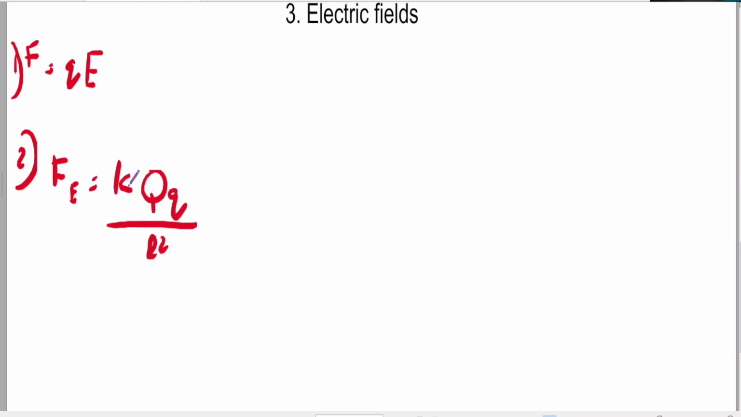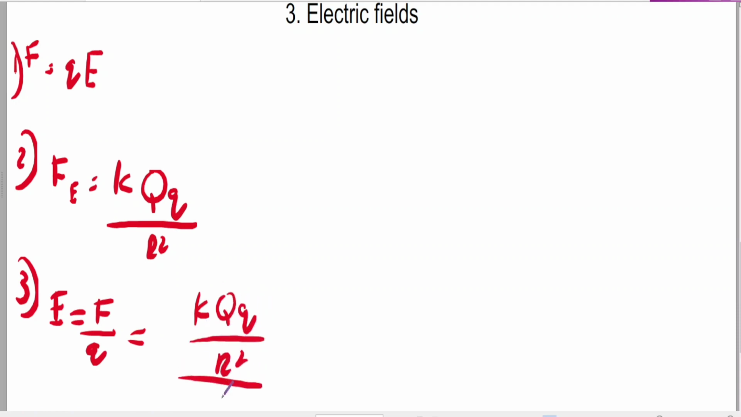Electric force is charge into electric field, and electric force is k Q q over r square, where k is a constant, capital Q and small q are point charges, and r square is the distance between those charges. Now I know that F equals E q, so if I move q down, then I can write E equals F over q, and I know F is k Q q over r square, so I write k Q q over r square over q. This q and this q get cancelled, and I get k Q over r square.